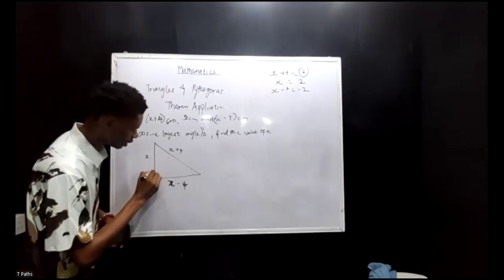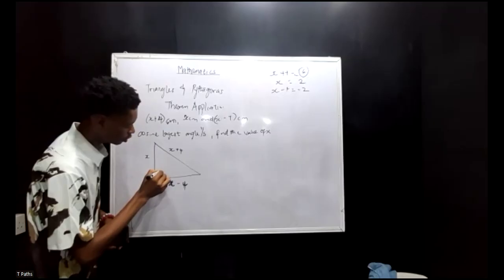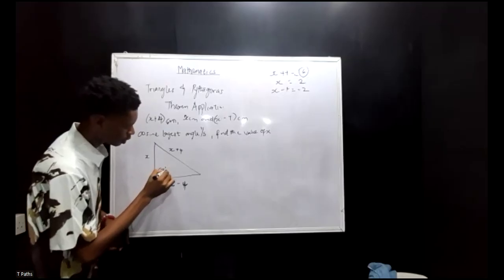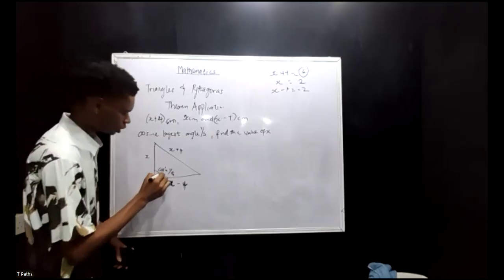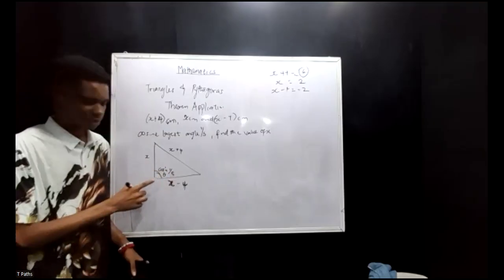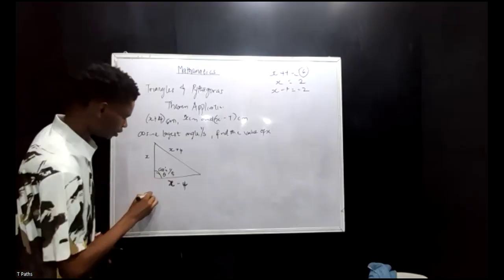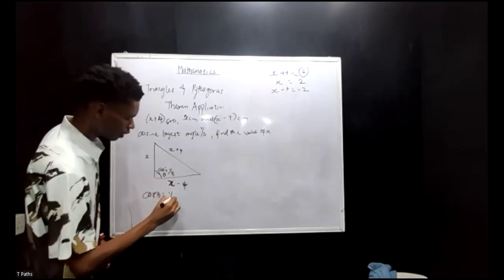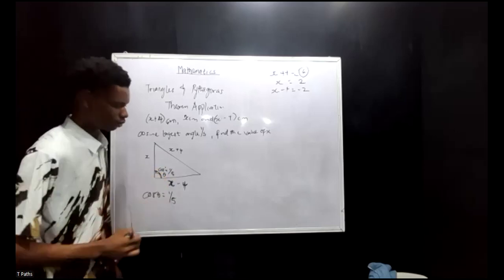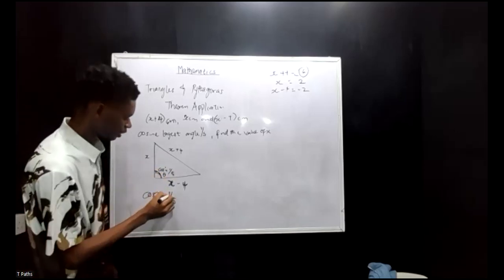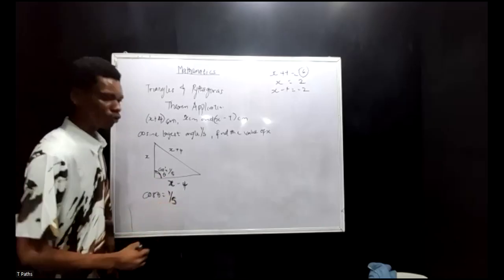So this here, which I'll just call cos theta, is equal to 1 over 5. This is my largest angle here. I'm going to name this largest angle theta because it was not given. So it says cos theta is equal to 1 over 5, and this is the largest angle.